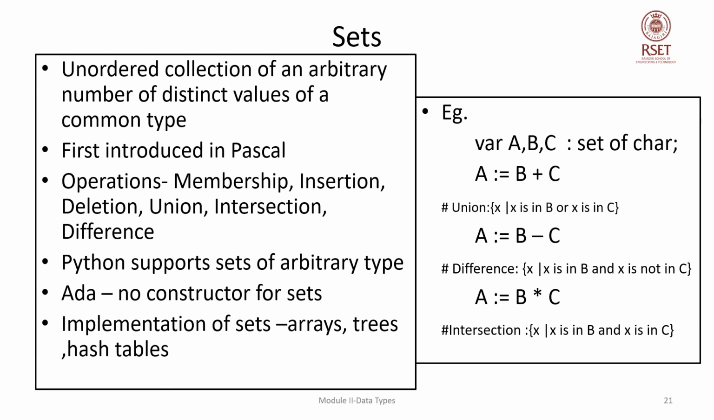And on the right side you can see three variables A, B, and C declared as a set of characters. Now A assigns the value B plus C implies all the values that are there in B and C. It is a union operation. Whereas A assigns the value B minus C means all the values that are there in B but not in C. Then A assigns a value B intersection C, that is all the values that are common to B and C. Okay, these are some of the operations that are allowed in sets.